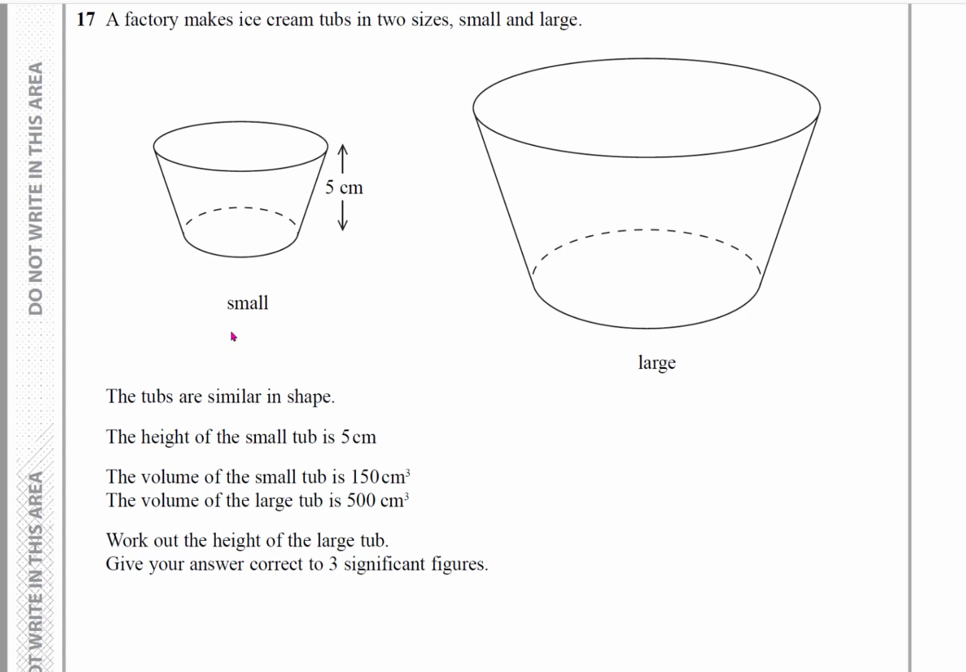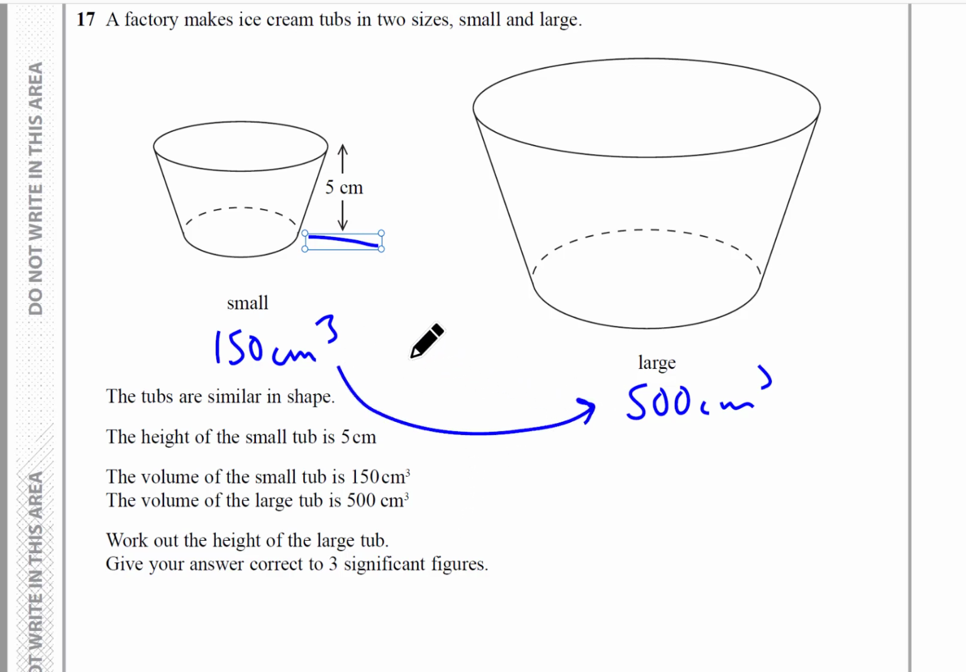Okay, question 17, we're close to finishing. So this is similar shapes with volume. So the key here is we've got a 5, and let's put the volume in. So that's 150, and that's 500. Work out the height of the large tub. Well, let's see what the scale factor, the volume scale factor is.